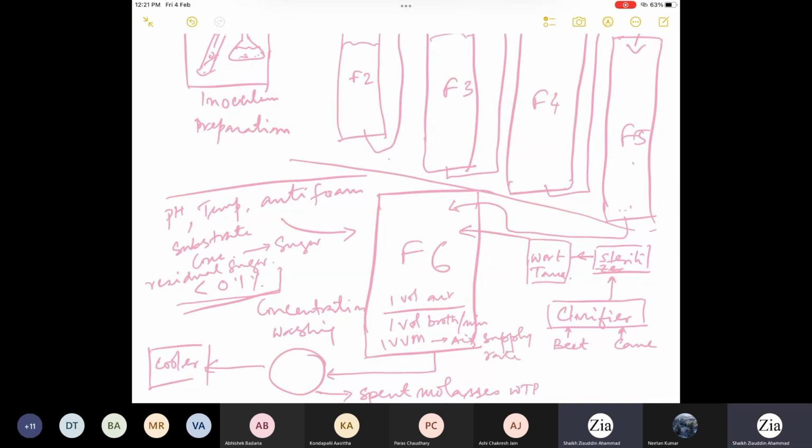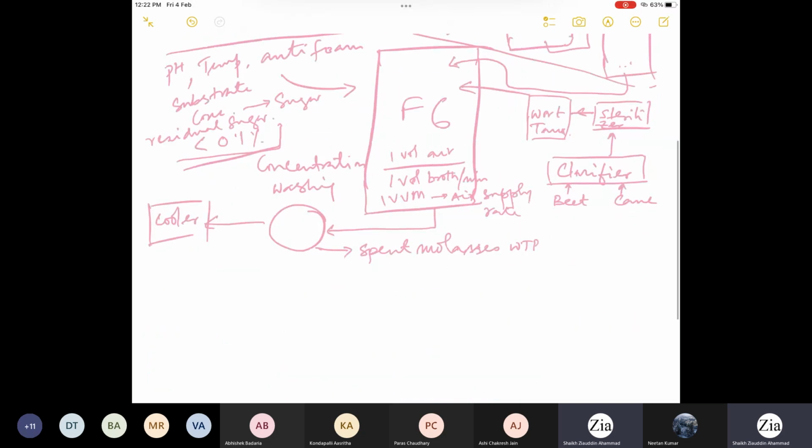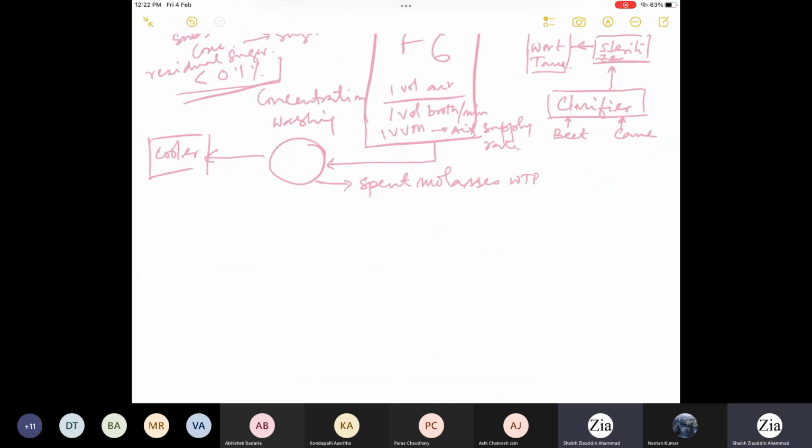This will ensure that the biomass present in the system gets at least 0.2 millimoles of oxygen per liter per minute. So you maintain the air flow rate in such a way that the oxygen uptake rate would be 0.2 millimole of oxygen per liter per minute.